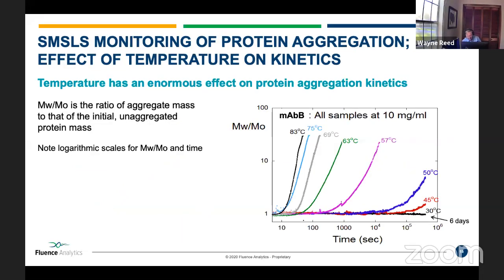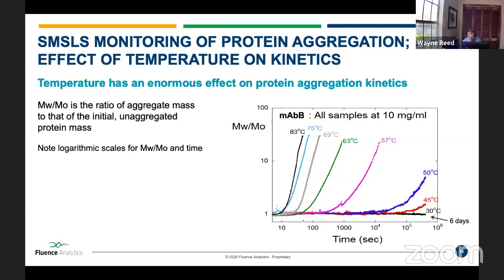Okay, so notice we have a logarithmic time scale. That's out to 5 days. At 30 degrees. And you can see as a function of temperature, it very quickly goes unstable. But notice that the stability is time dependent. So it's not like there's any single temperature at which aggregation starts. And now I regret not having that slide here, because a lot of people talk about an aggregation temperature. There is no such thing as an aggregation temperature.